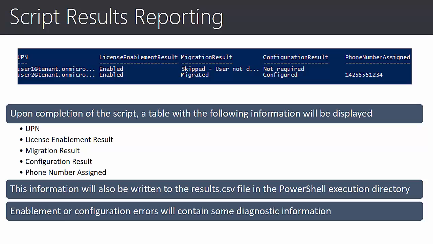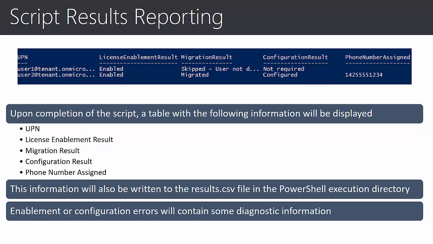If you are operating on thousands of users, or you want to look at this later on, or you want to just even say, hey, just show me all the users that had an error in license enablement. All of this information is also written to the results CSV file in the PowerShell execution directory, or the file name that you specified when invoking the script of what you wanted it to be called. Since that's in a CSV file, you can then process it in Excel. You can process it within PowerShell. You can read it however you want in order to go through and validate everything that happened with those users.